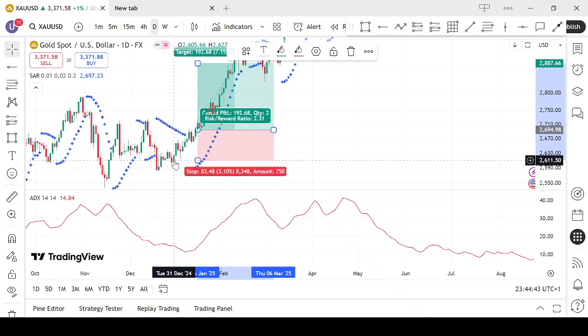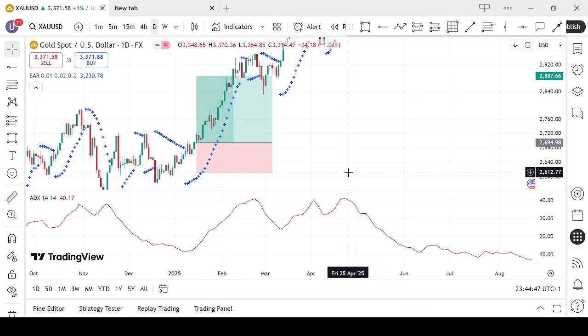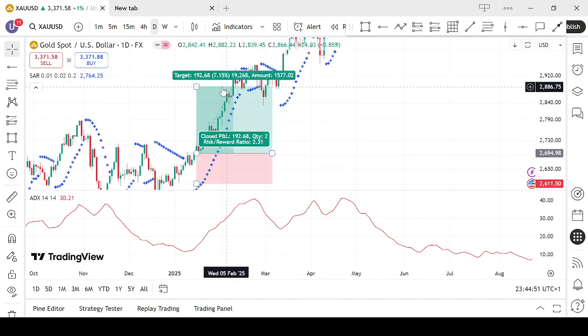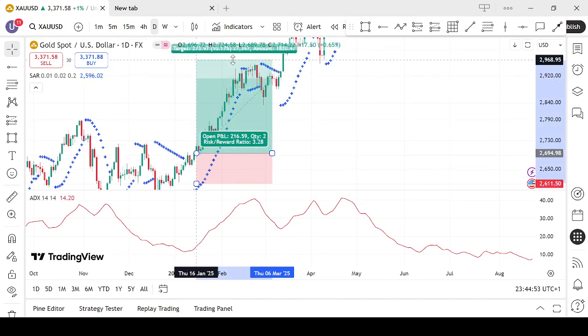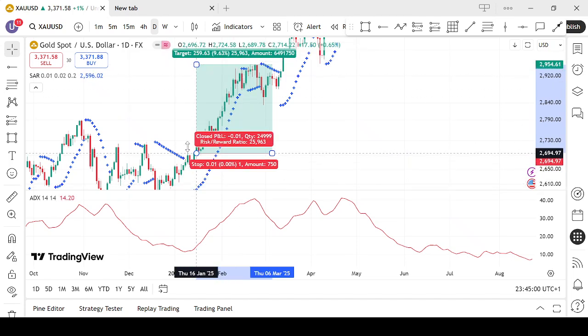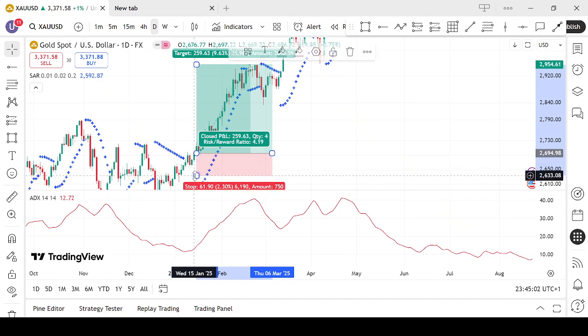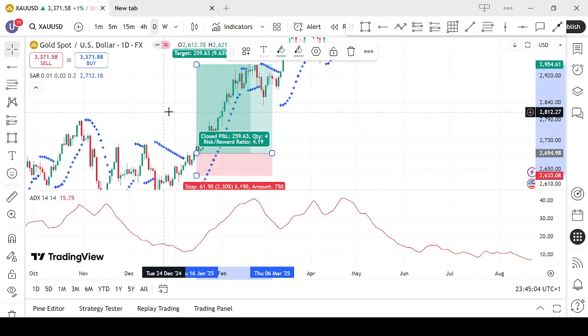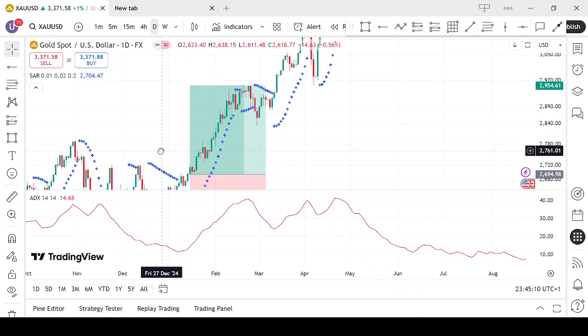As the trend progresses, the parabolic SAR dot will continue to move, allowing you to adjust your stop loss accordingly to protect your gain. Meaning we can actually trail our stop using our parabolic SAR. So the more the trade moves in our favor, we keep adjusting our stop loss to the previous parabolic SAR dot until we capitalize on all our profits.